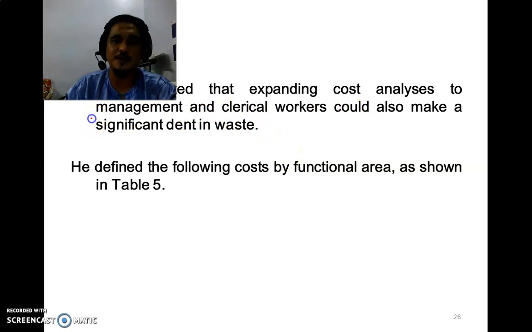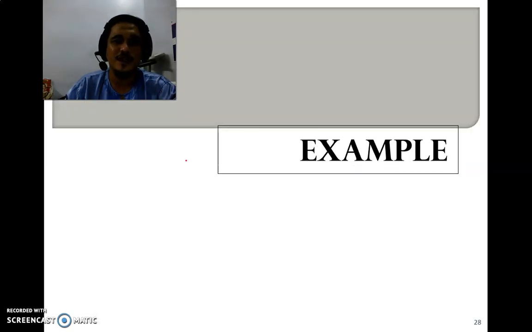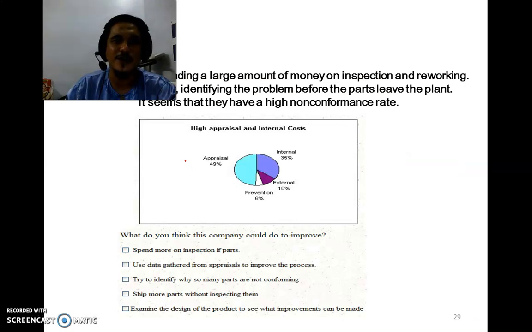For example, the management cost and clerical workers make a significant dent as waste. Okay, so this is another example. The company is spending a large amount of money on inspection and reworking. Every workstation has an inspection process, so that means that is a cost. And reworking also, rework is also a quality cost. Inspection is also a quality cost.